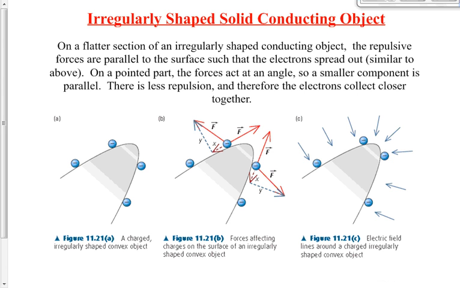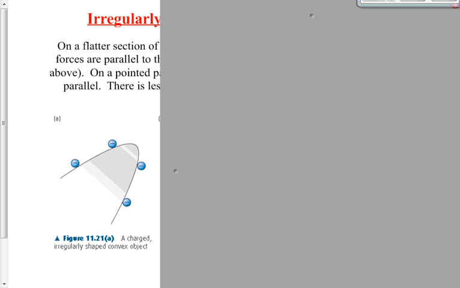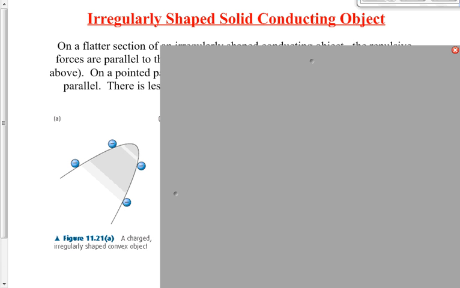This one looks complicated. It is a little bit. This is where we have what we call an irregularly shaped object. In other words, a pointy object, like your finger. It doesn't have to be needle pointy, but your finger is pointier than your cheek. That's what we're talking about with something that's pointy here.